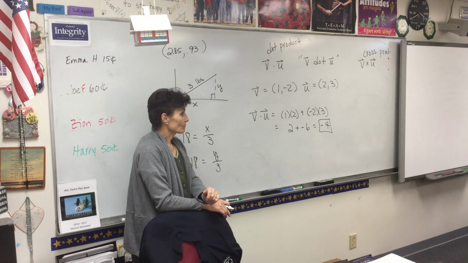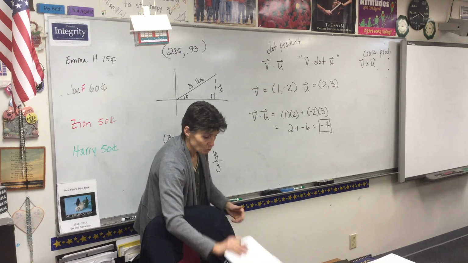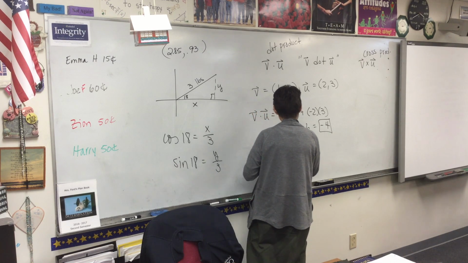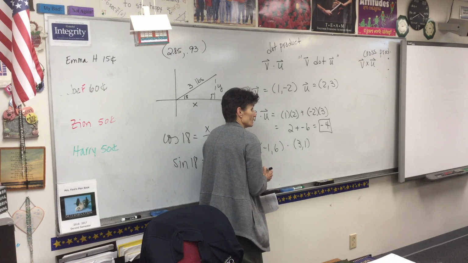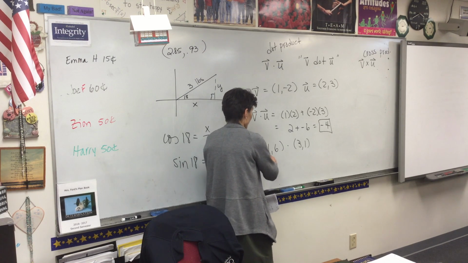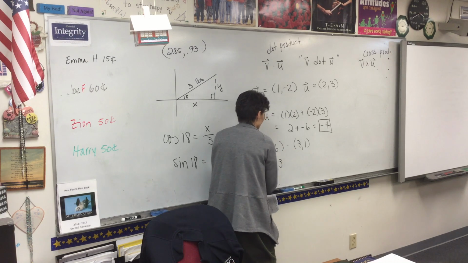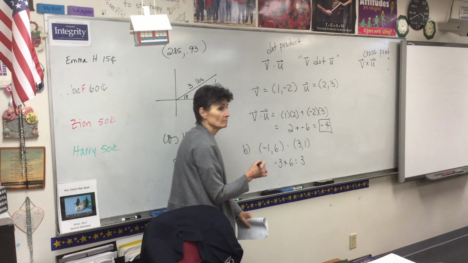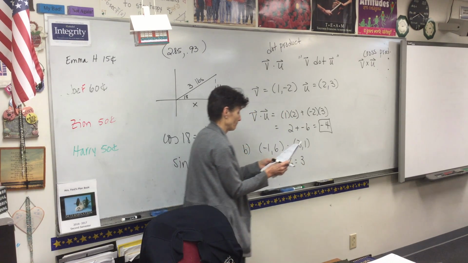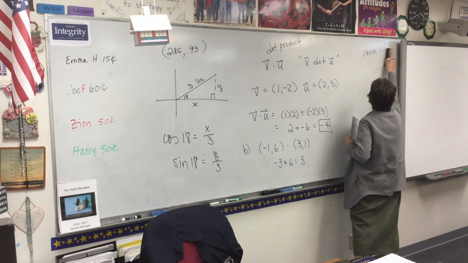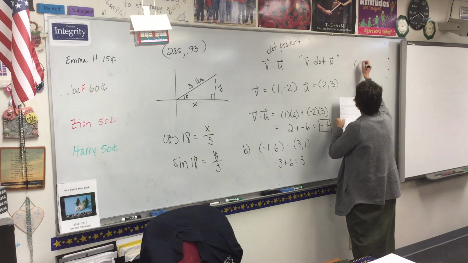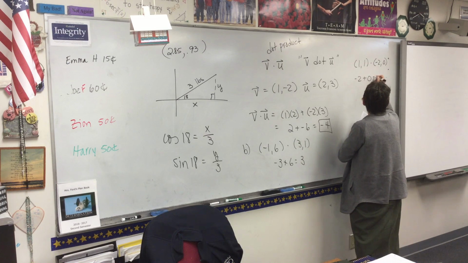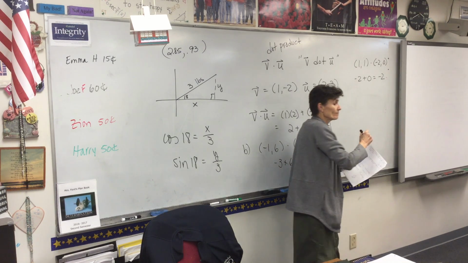Okay? So what would the next one be? Problem B. It says -1, 6 dotted with 3, 1. So that'll be x times x plus y times y. Did you get 3? Okay, how about C? Will you do that one for me? Get a -2?